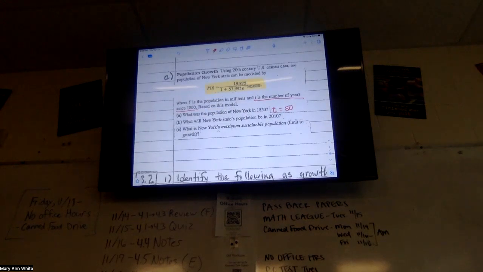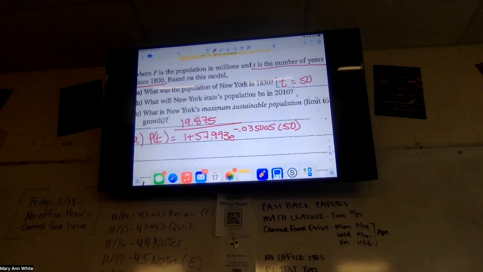All right, let's solve that. Gonna be a little calculator thing. I'm gonna plug 50 in for T. You can rewrite it if it makes you happy. If it doesn't, don't feel like you have to. 19.875 over 1 plus 57.993 e raised to the negative 0.035005 times 50. Woof, that was ugly.